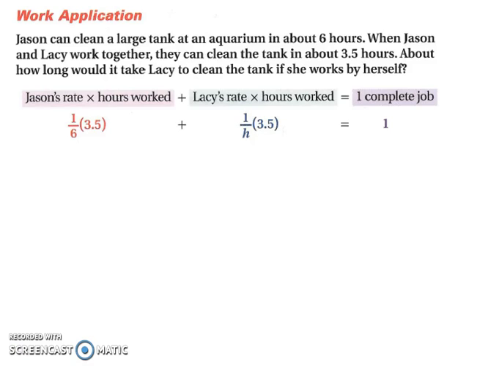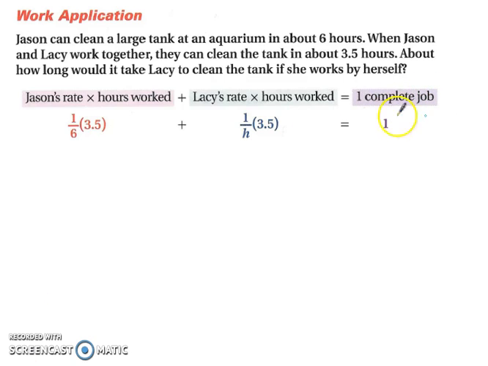Let's look at a work application. Jason can clean a large tank in an aquarium in about 6 hours. When Jason and Lacey work together, they can clean the tank in about 3.5 hours. About how long would it take Lacey to clean the tank if she works by herself? So using this hint here, Jason's rate times the hours he worked, plus Lacey's rate times the hours worked, equals 1 completed job.